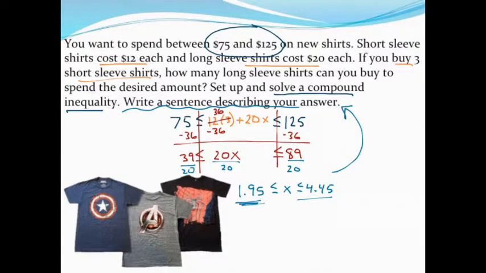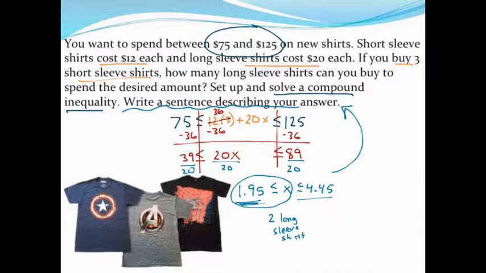Since this part of my inequality says that x has to be bigger than 1.95 shirts, that must mean I'm buying at least two shirts. I have to go up from there. x has to be bigger than 1.95. So I'll need at least two long sleeve shirts.